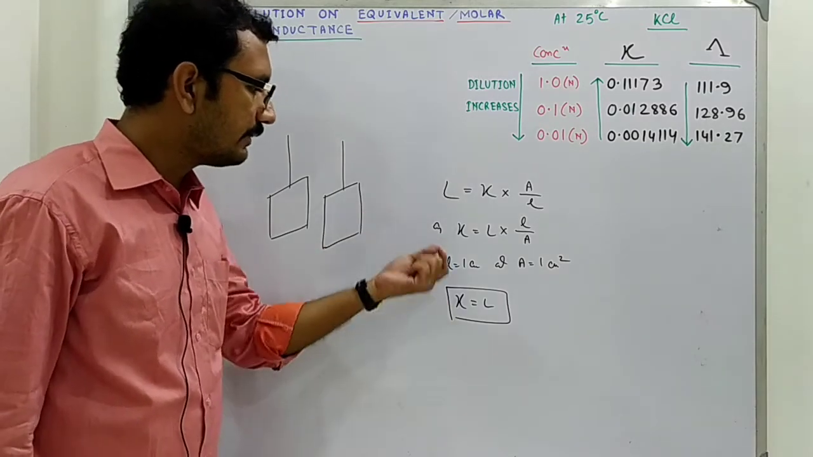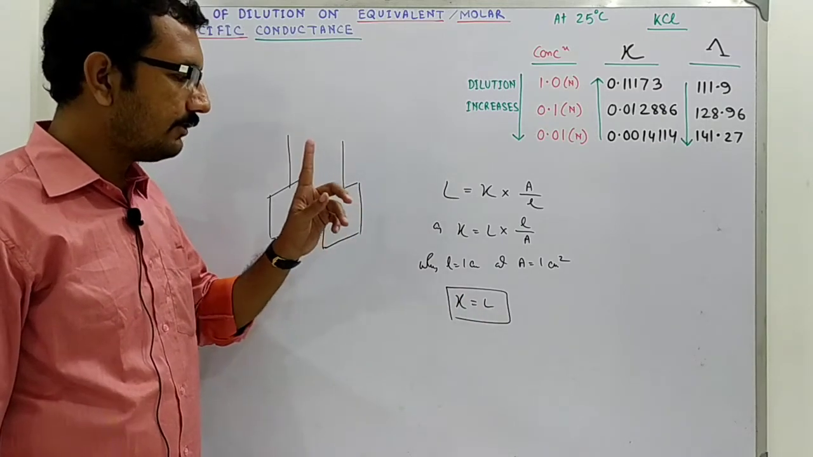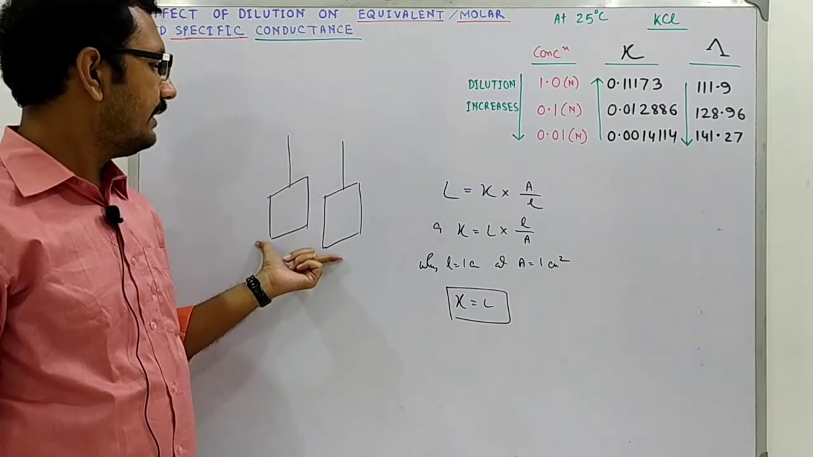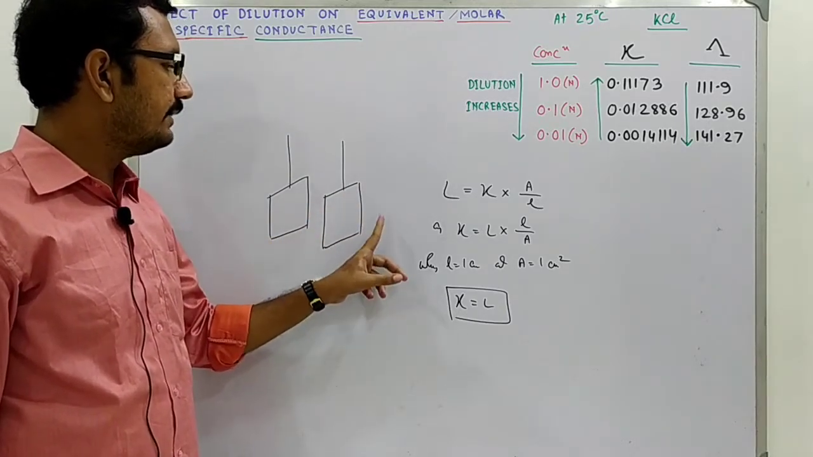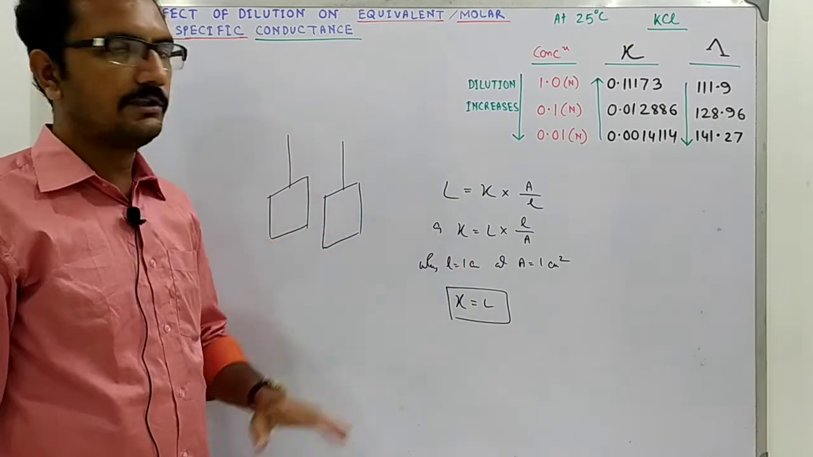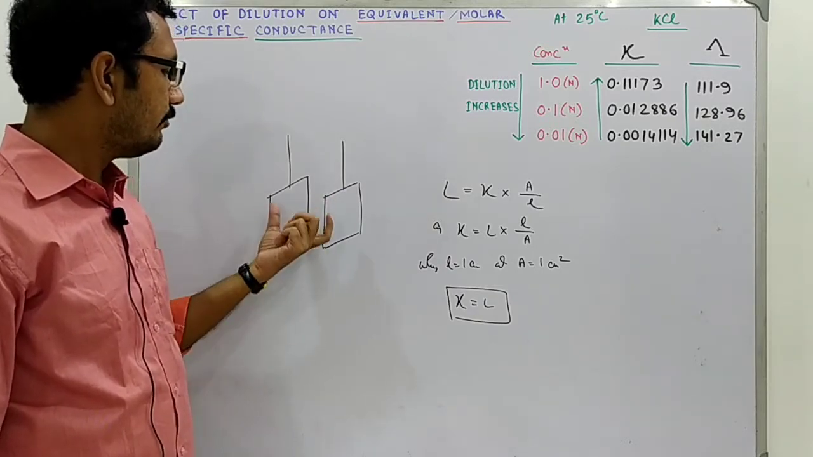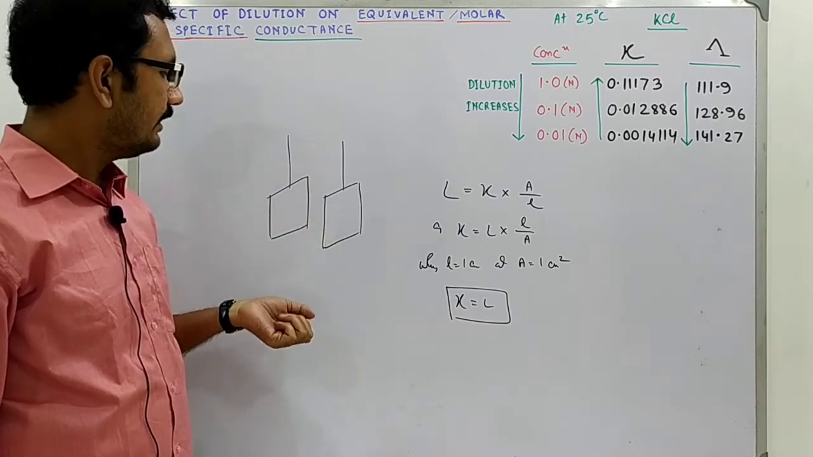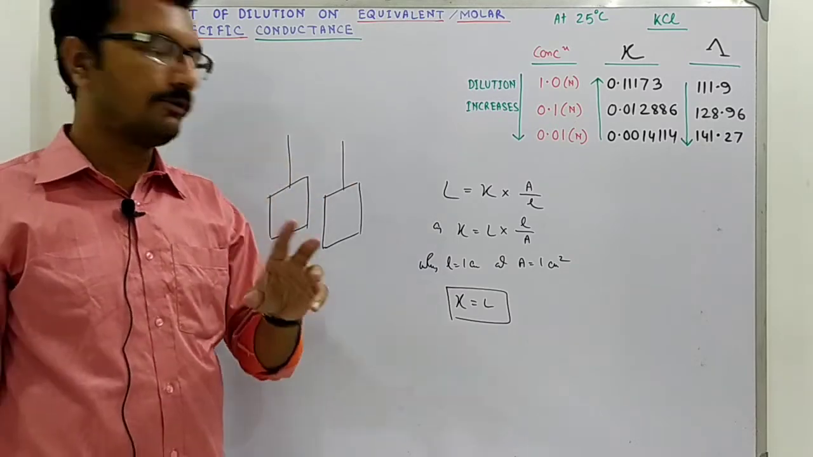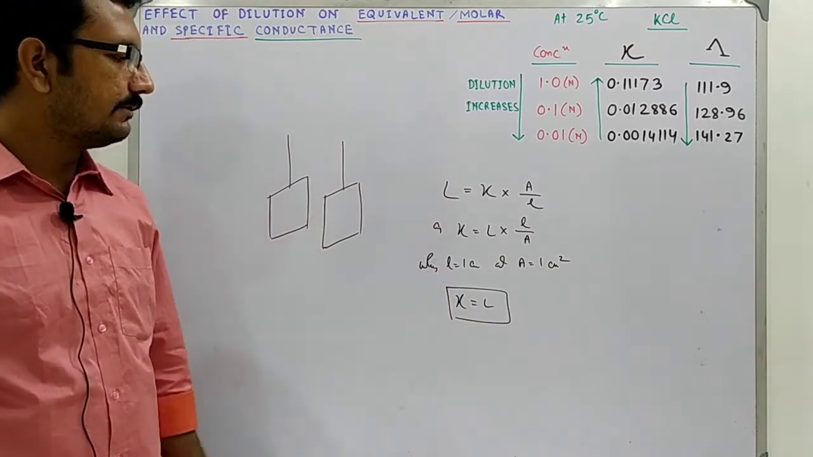So, specific conductance kappa is actually the conductance of the electrolytic solution that is enclosed between two electrodes which have surface area 1 square centimeter each, and they are separated by a distance of 1 centimeter. So, you have a unit cc of solution enclosed between the two electrodes, and the conductance manifested by that solution is the specific conductance of that species. So, this is the definition.